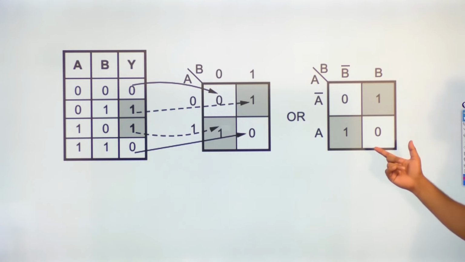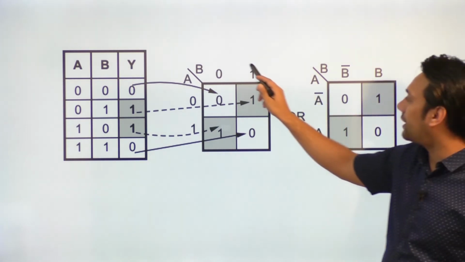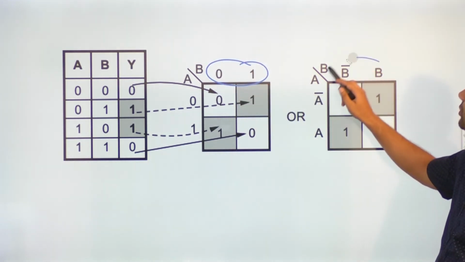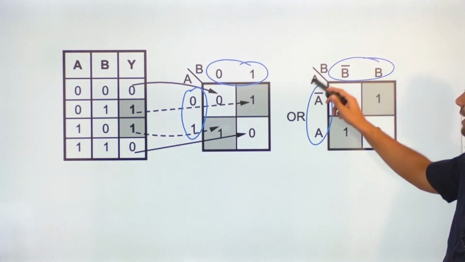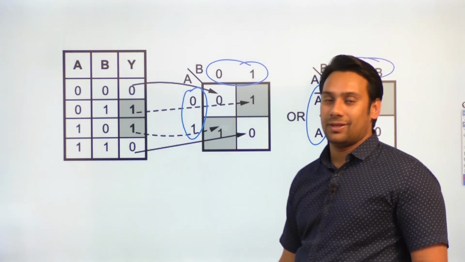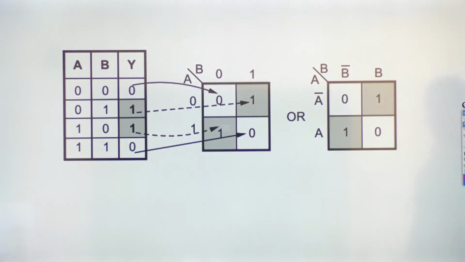The same thing can be done here. You can see here that the only difference is that instead of writing 0, 1, I have written B complement and B. Instead of writing 0, 1, I have written A complement and A. So both of these two K-maps are representing the same thing. Both K-maps are representing the same thing.